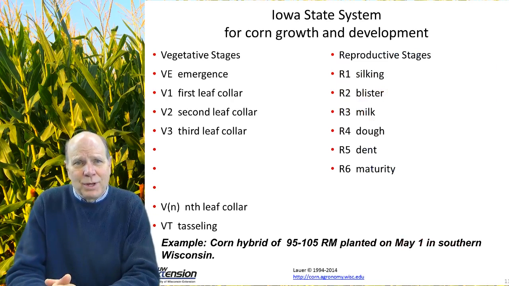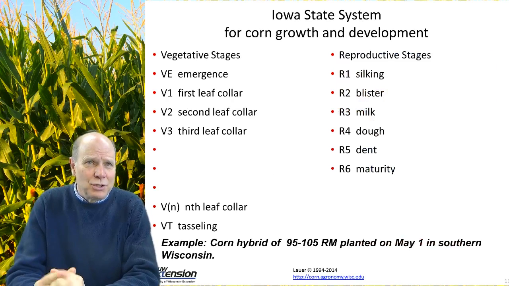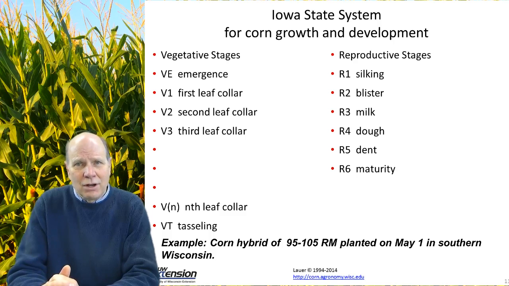And the Iowa system is relatively easy. It's basically broken down into two types of stages, the vegetative stages and the reproductive stages. The first stage starts with emergence, so as soon as you can see that corn plant come out of the ground, that would be the VE stage. And then the next stage would be when you can see the first leaf collar. And then the second leaf collar would be V2, V3 is the third leaf collar.